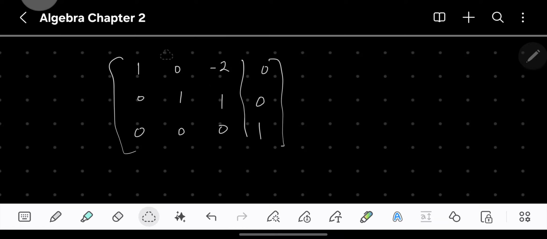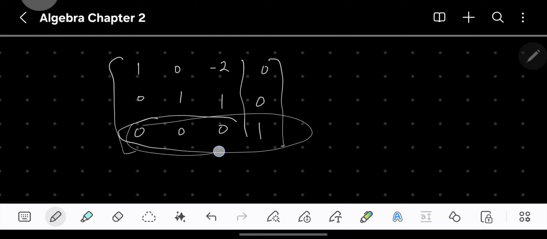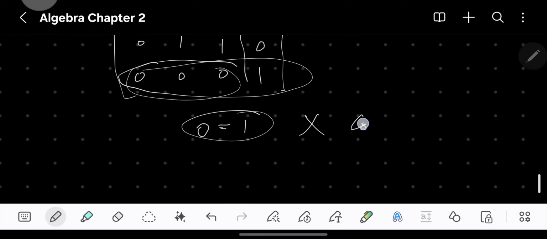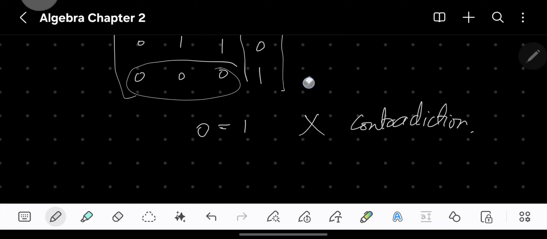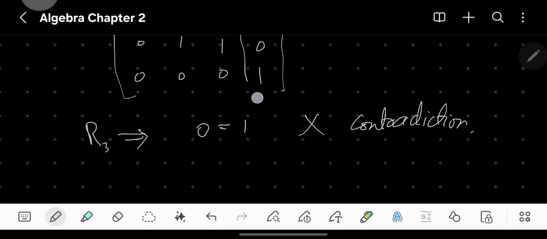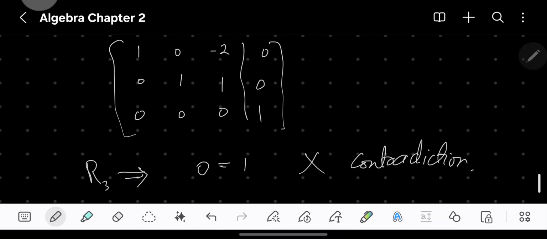Okay, so you can check from the last row. From the last row, the left side is 0 and the right side is 1. This is contradiction. This cannot happen. This is called contradiction. Okay, from the last row, from R3. Since from R3 I am getting contradiction, therefore the system has no solution.